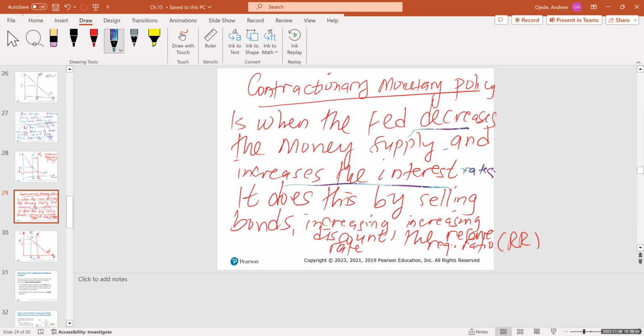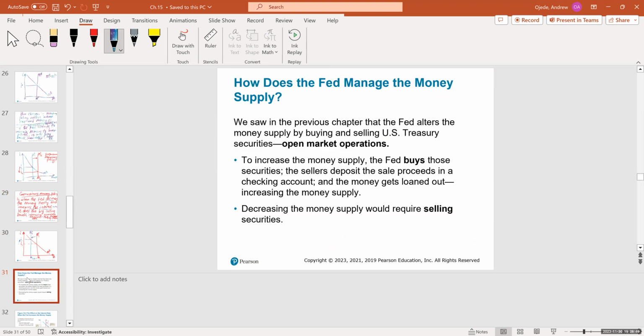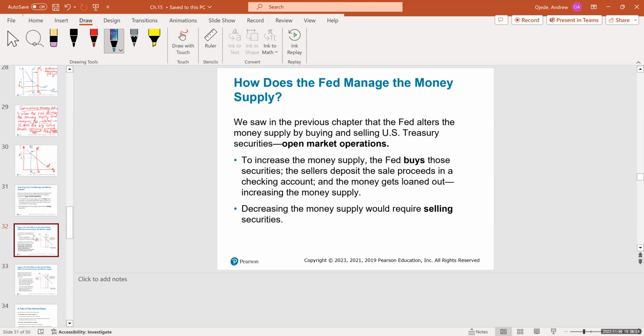Okay? It does this by selling bonds, increasing the discount rate, increasing the what? The reserve requirement ratio. Okay? So the open market. So we have this. So, but so this is what I just talked about.